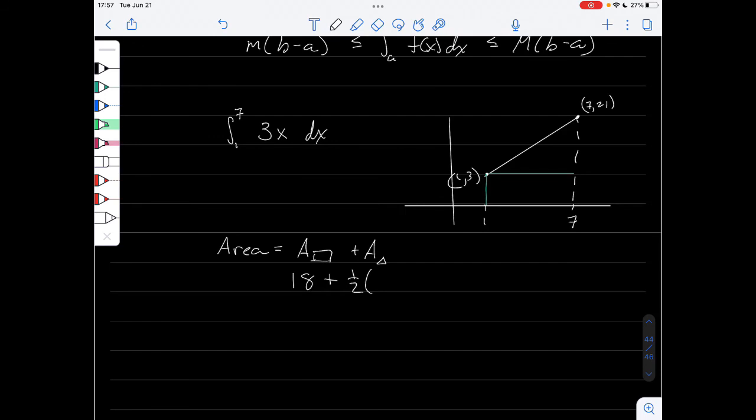And it's 1/2 base times height. So the length of the base is 6. And the height of this is 21 minus 3, which is 18. So this is going to be 18 plus 3 times 18, or 4 times 18. And we can just do that on the side real quick. 18 times 4, that's 72. So that should be 72.